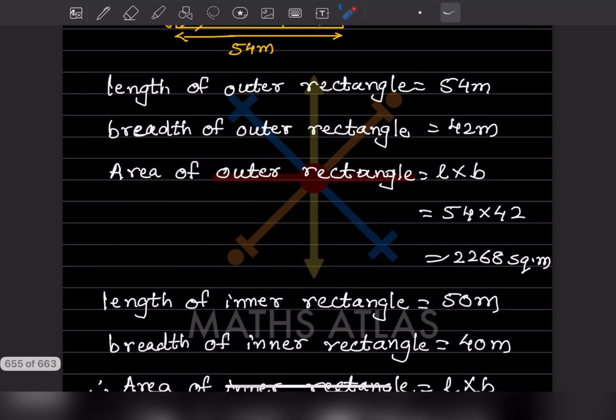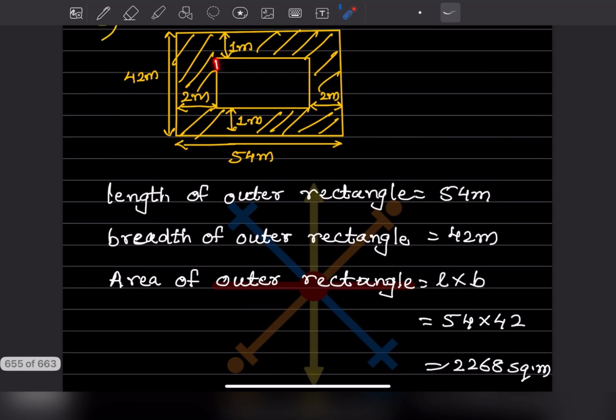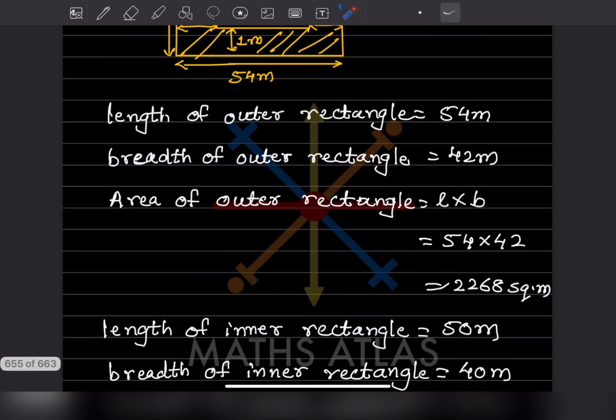So the length of the inner rectangle, the inner one. Now see here, how to see the inner one. Now you can see this is the length of it. I'll just show you again. This is the length of it. From this, 2 meters and this 2 meters are gone. That will be 4. So from this 54, that 4 is gone. That is going to be 50.